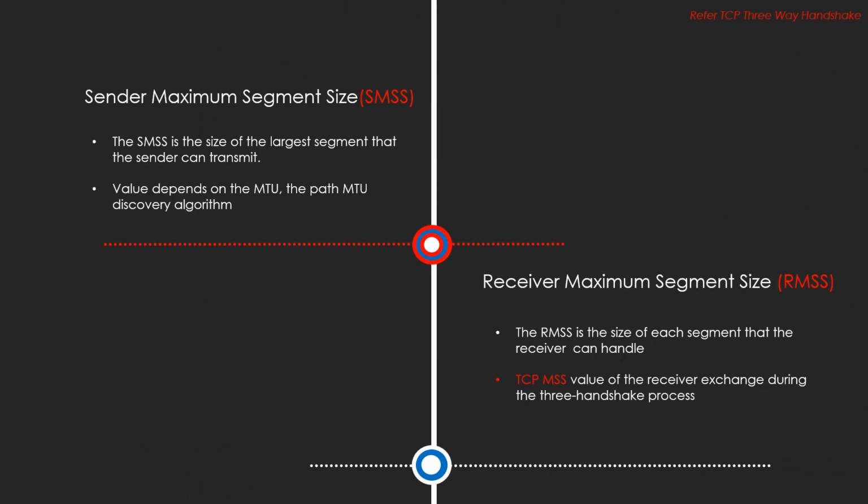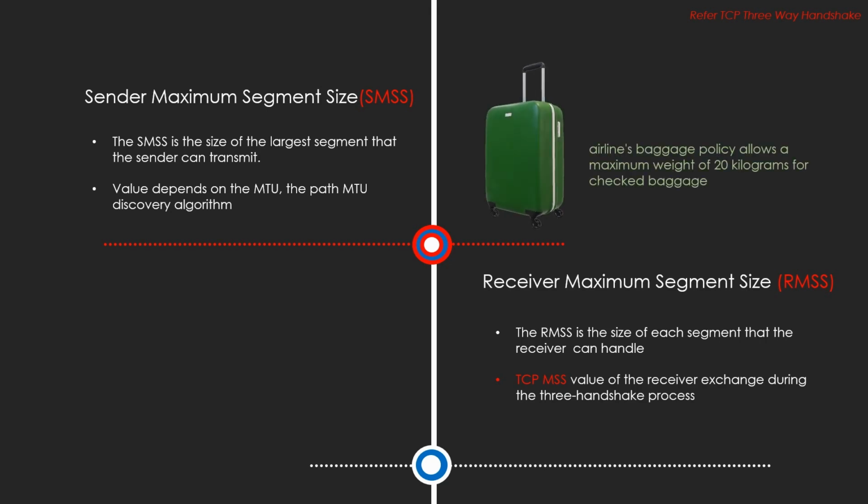First is the sender maximum segment size. It is the largest segment the sender can transmit. This value is based on the maximum transmission unit, the MTU, or the path MTU discovery algorithm. SMSS, the sender maximum segment size, can be compared to the maximum weight allowance for your suitcase. Let's say you are traveling on an airline and the airline's baggage policy allows a maximum weight of 20 kilograms for checked baggage.